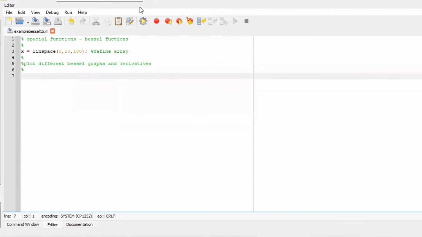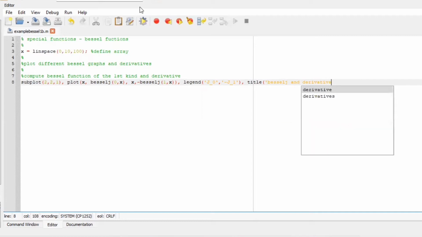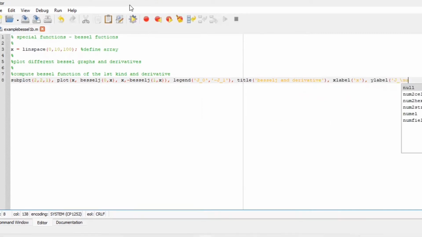Compute the Besselj function of the first kind and its derivative by subplotting 2 rows, 2 columns, position 1. Plot Besselj function j, which is the first kind, and its derivative by including the negative sign. Include your legend, title your graph, include the x and y axis labels, and also the grid on.